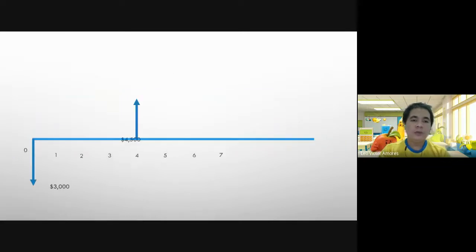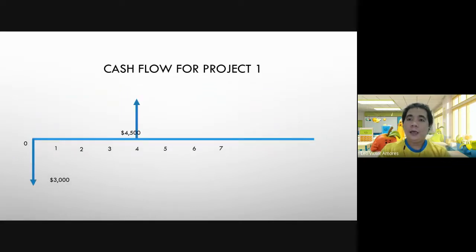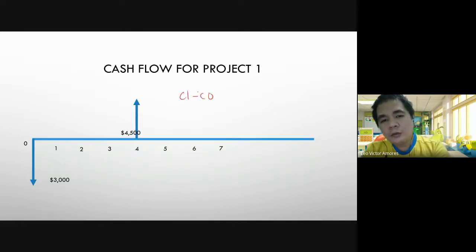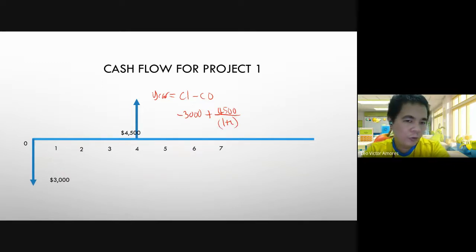So, we'll have to get the internal rate of return for each investment. Supposedly you should have cash in minus cash out at the same year. Same year. So starting at year 0, that is negative 3,000, the cash out, plus the cash in of 4,500 divided by 1 plus I to the exponent of 4, equals 0.